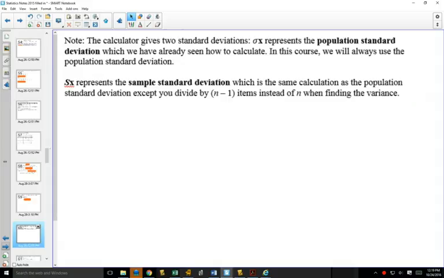So on your calculator, there is a sigma x and there is an sx. For this course, we're going to be using the population standard deviation. When you get into university and you start looking at different things in statistics, they're going to also look at sample standard deviation where you divide by n minus 1 instead of n. And so there's reasons for that. It's a better representation of the population when you're using a sample that way. But we're going to use the sigma one on our calculator, and we're going to use the population standard deviation.